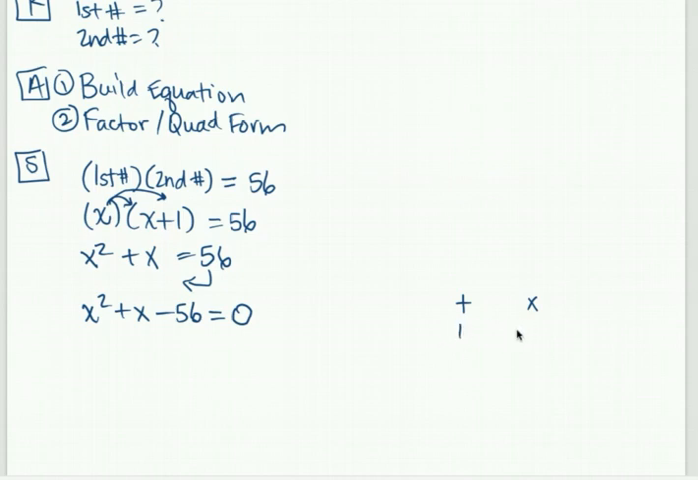Okay, so we have to add to positive 1, and we have to multiply to negative 56. So again, you can brainstorm all the numbers. I know 7 and 8 make 56, so we could tweak them to make positive 1. Since it's positive, I know the 8 has to be positive, and the 7 will be negative.